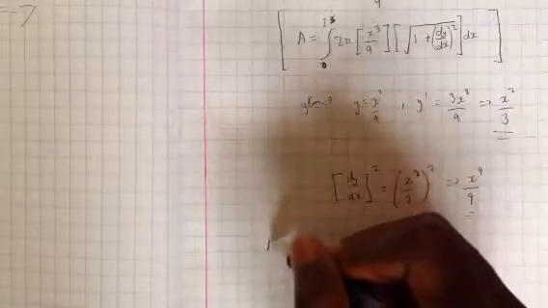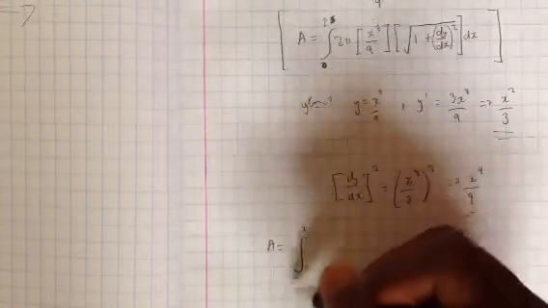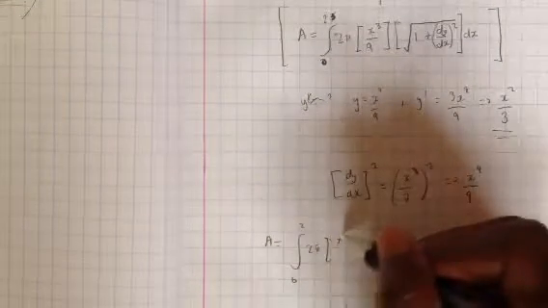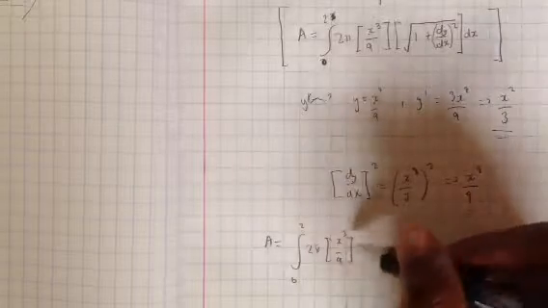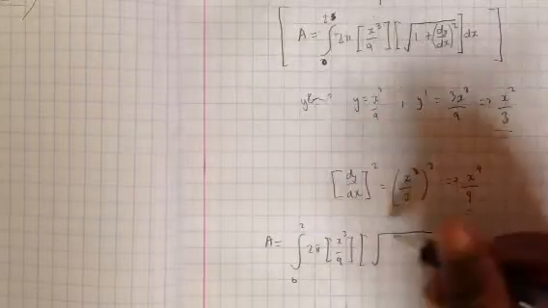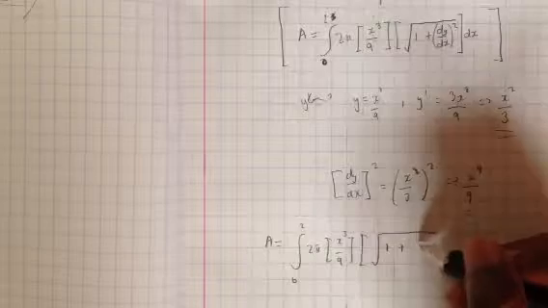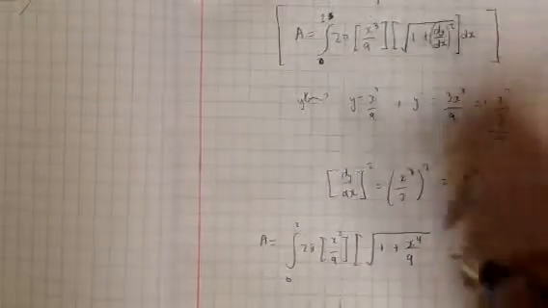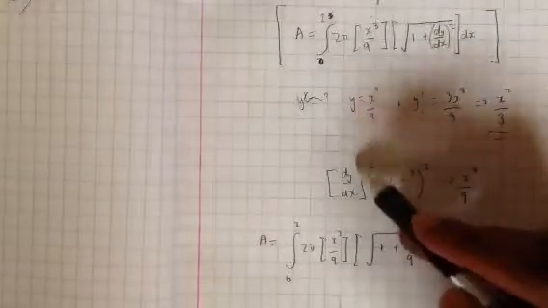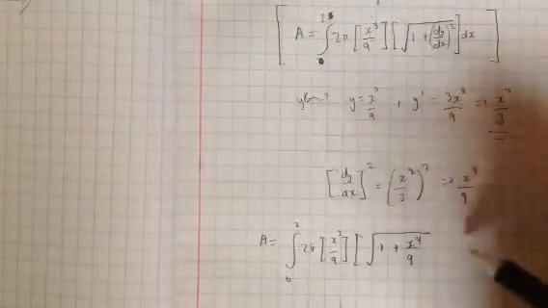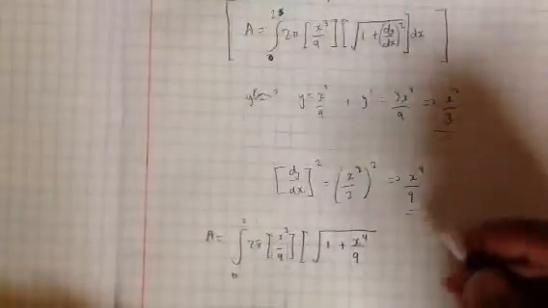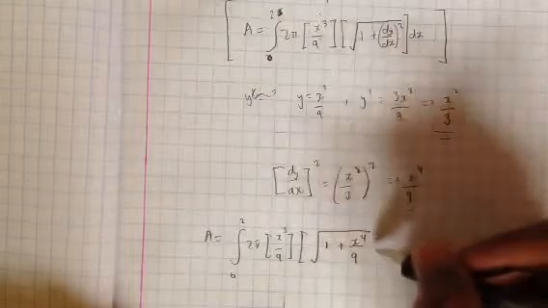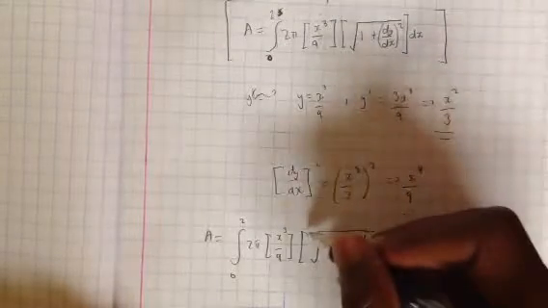We had A equals the integral from 0 to 2 of 2 pi x cubed over 9, and now let's work with this: 1 plus x to the power 4 over 9. That's the value we found for (dy/dx) squared. So just placing that there now. I hope this is making sense, guys. From that point, we basically just simplify this whole thing.